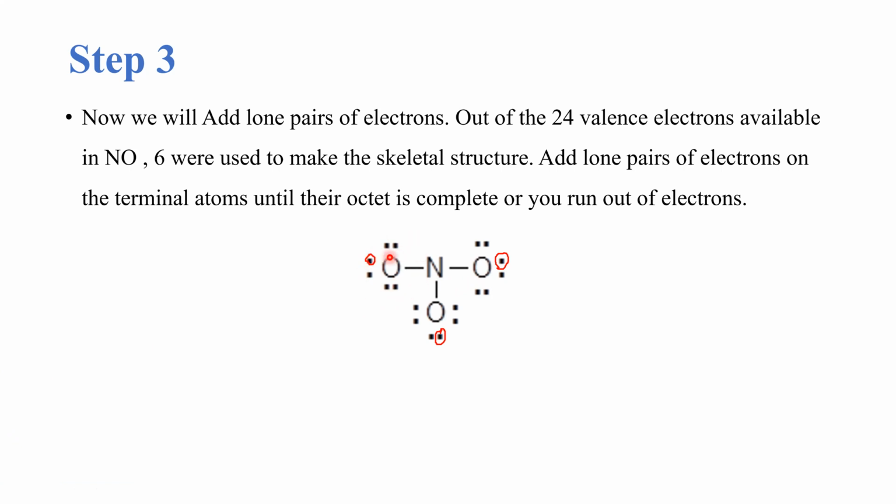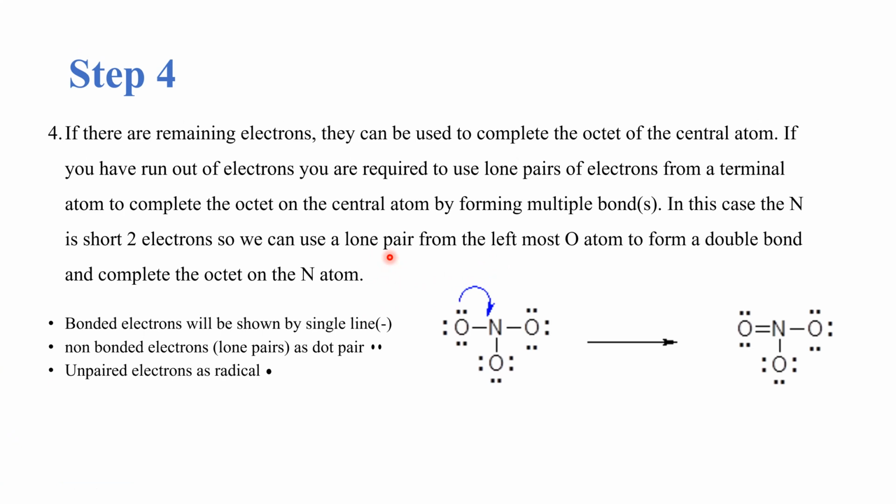Now step 4: if there are remaining electrons, they can be used to complete the octet of the central atom. If you have run out of electrons, you are required to use a lone pair of electrons from a terminal atom to complete the octet on the central atom by forming multiple bonds, right? In this case, N is short 2 electrons, so we can use a lone pair from the leftmost oxygen atom to form a double bond and complete the octet on the N atom.